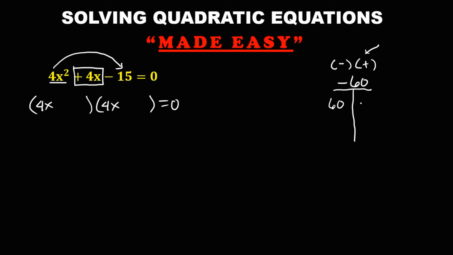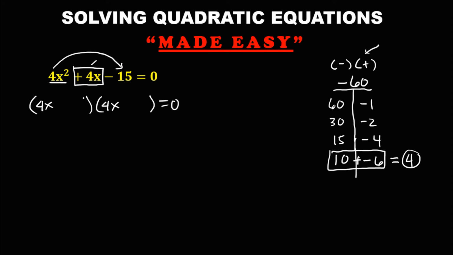So we have positive 60 times negative 1, then positive 30 times negative 2, positive 15 times negative 4, then positive 10 times negative 6. Then observe that this positive 10 and negative 6, when you add, that's positive 4, and that's the middle term. So these are now the factors. So we have positive 10 and negative 6.